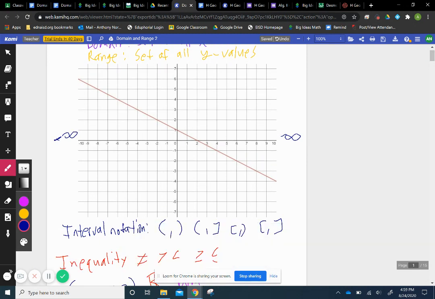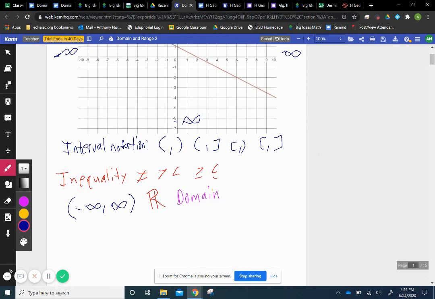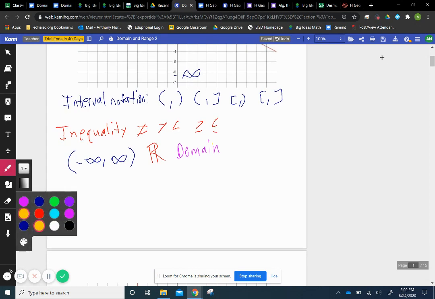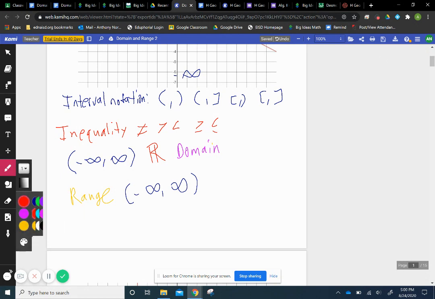As we look, this keeps going up and up and up, and it's not going to stop, so we go to infinity. As it goes down, it goes down to negative infinity. So for our range, the interval notation is negative infinity, comma, infinity. And for the inequality, we'll write all real numbers.